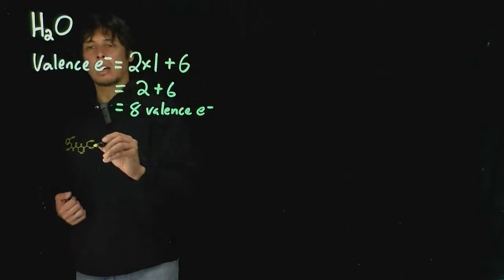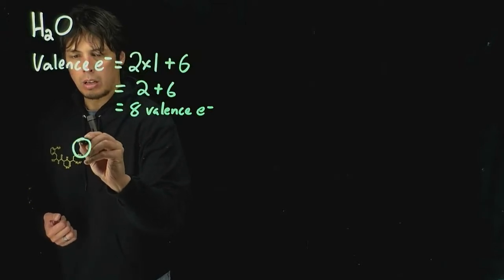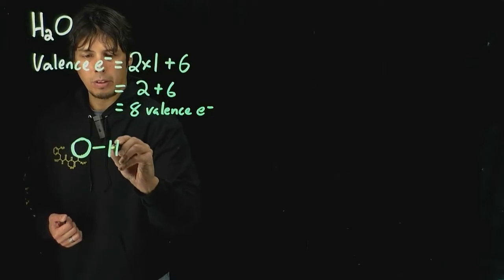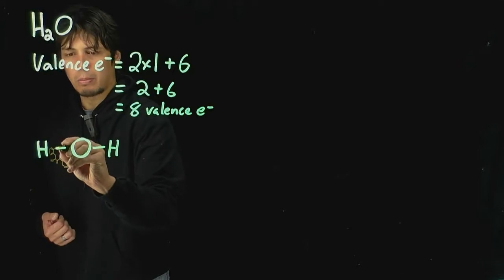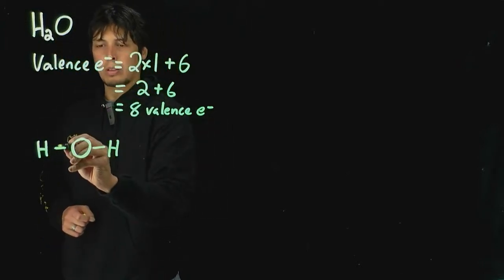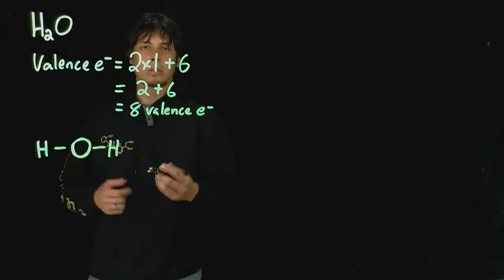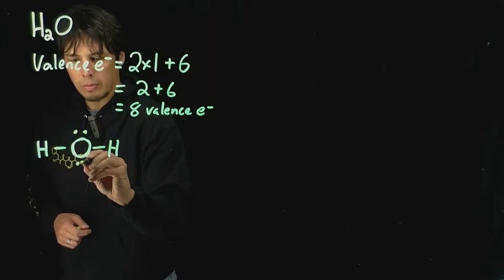Oxygen we'll draw as the central atom in this. We have hydrogen over here. The hydrogens are flanking. We draw a bond in between the oxygen and both of the hydrogens. Okay, so that accounts for 4 of the 8 electrons. We're still missing 4 electrons, and we draw those as lone pairs.